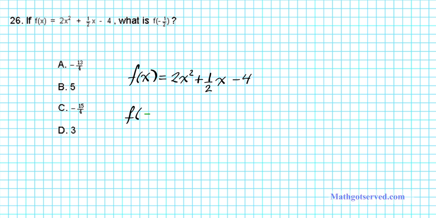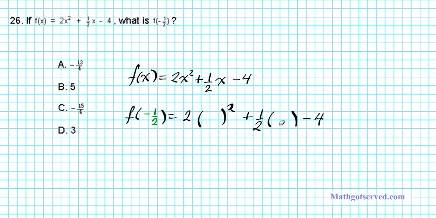Okay, so what does this mean? What does f of negative 1/2 mean? It simply means you substitute negative 1/2 in all the places where you have x in this function. That is what f of negative 1/2 is, okay? So we have 2 parenthesis squared plus 1/2 parenthesis minus 4.